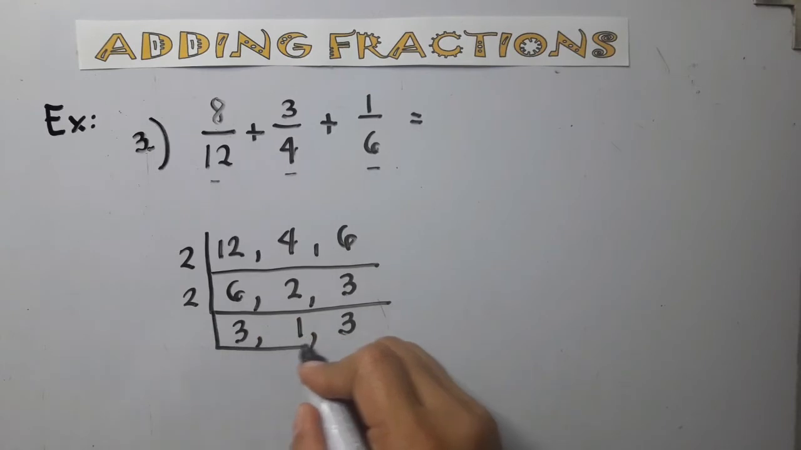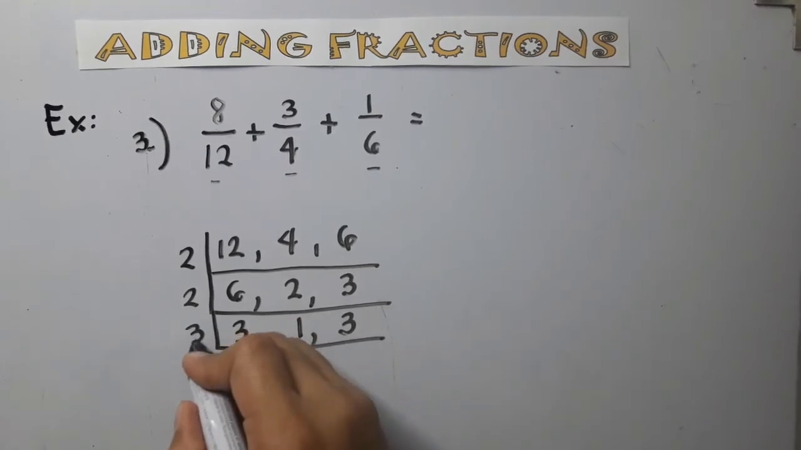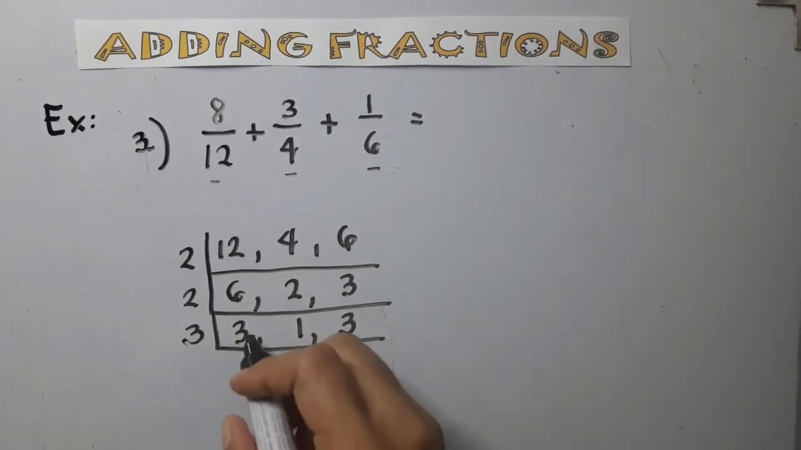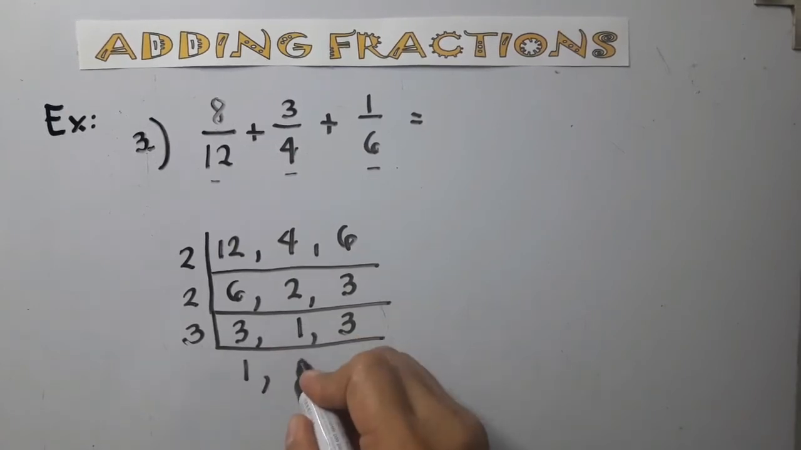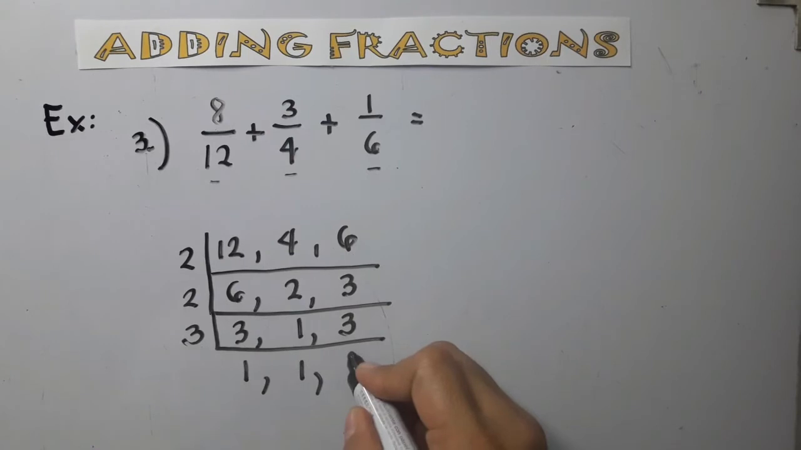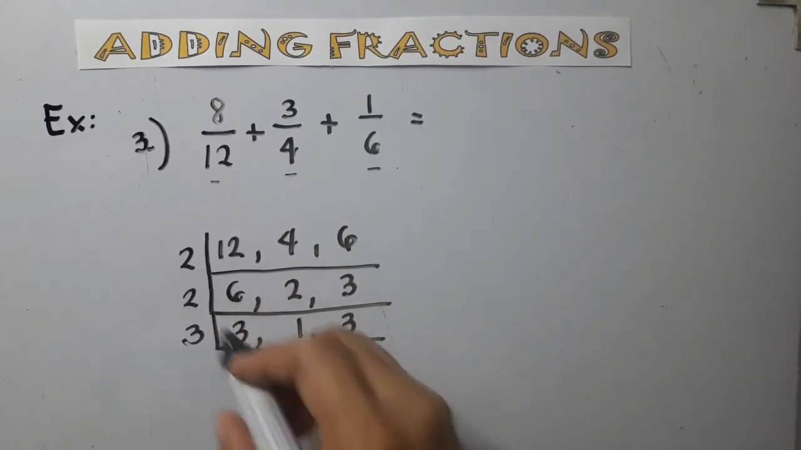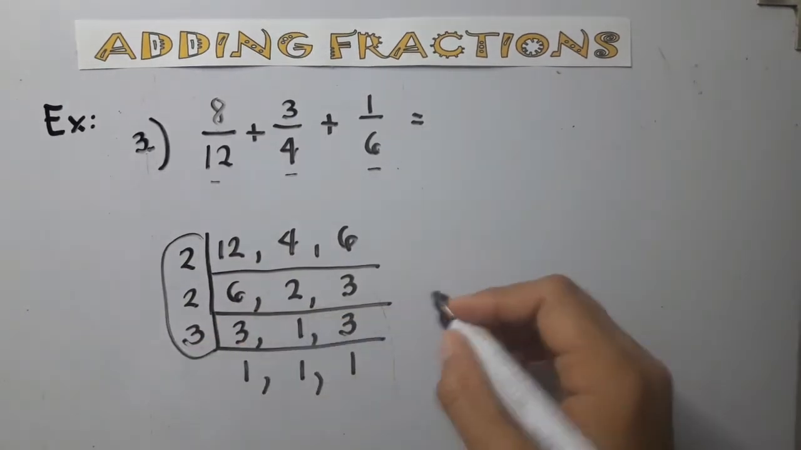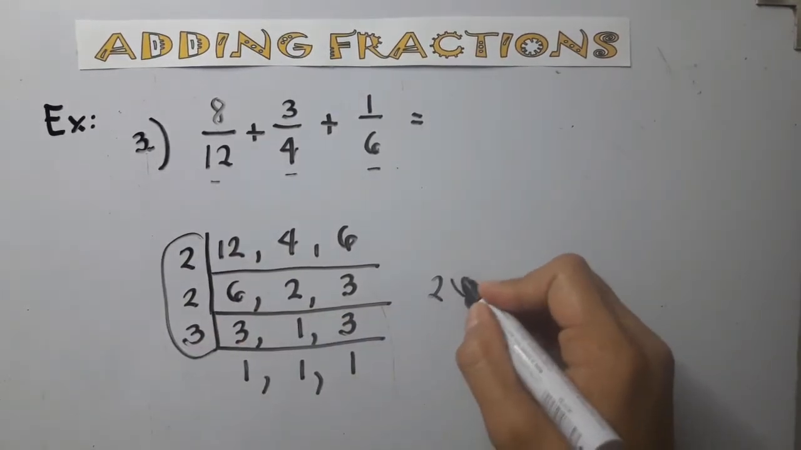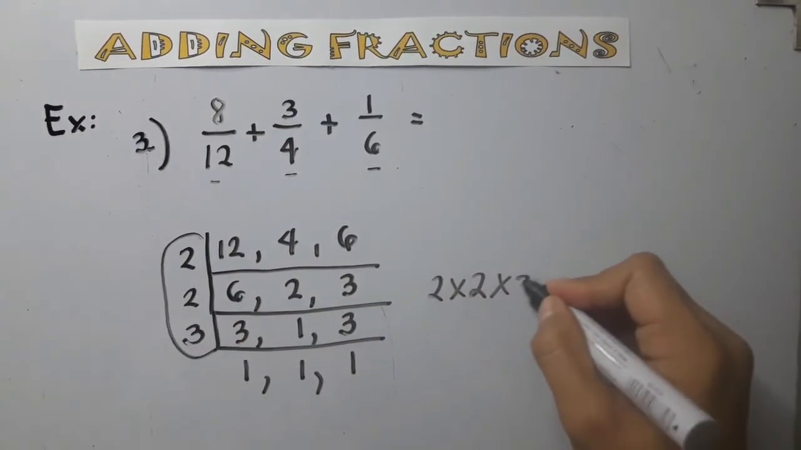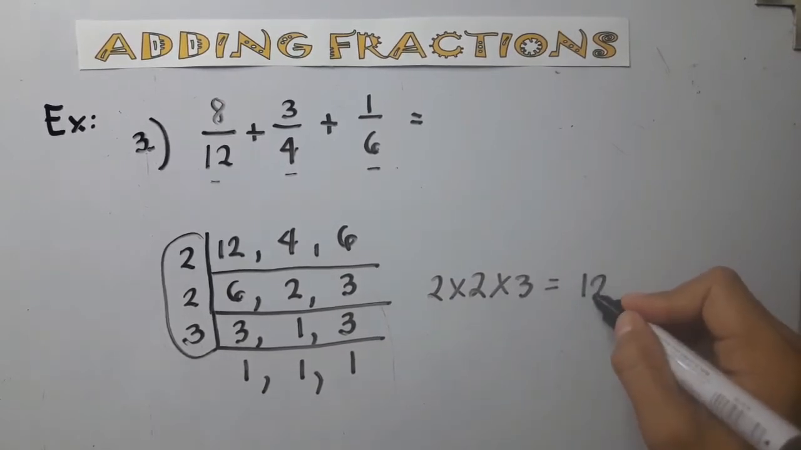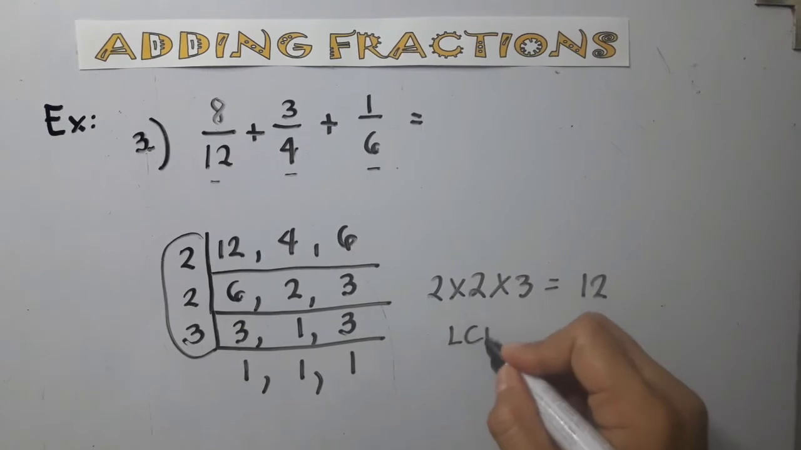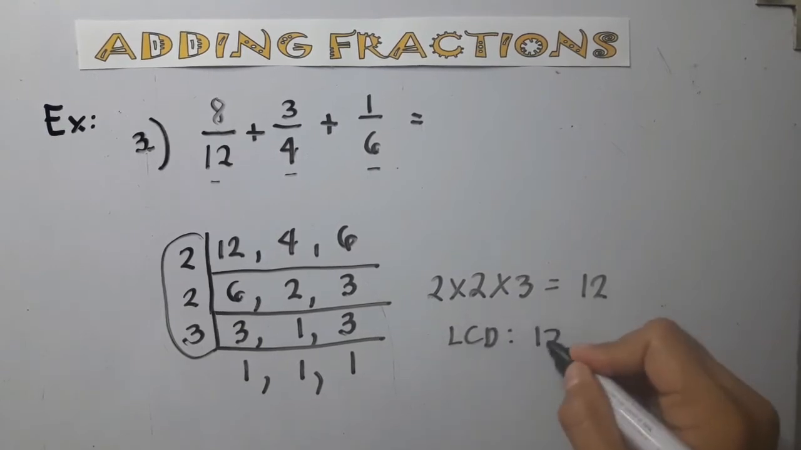Then another prime number is 3, so we can divide them by 3. So 3 divided by 3 is 1. Then bring down 1. Then 3 divided by 3 is 1. So we're going to multiply these. That is 2 times 2 times 3. So the answer is 12. Therefore, our LCD is 12.